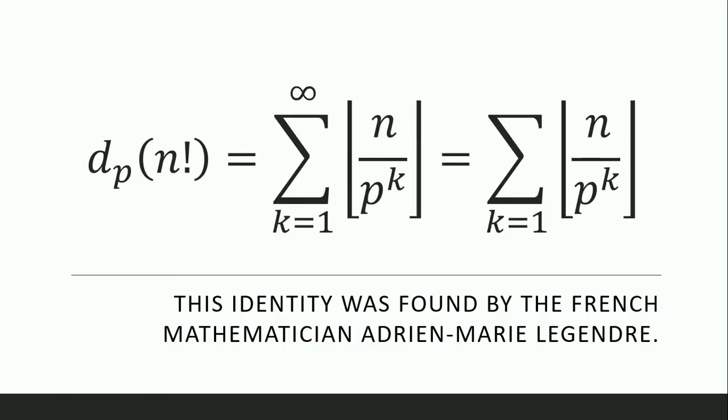So this identity was found by the French mathematician Adrien-Marie Legendre. So he developed this equation here: d sub p of n factorial. So this is what we used earlier. That's the summation of the floor of n over p raised to the power of k, as k starts from 1 until positive infinity.